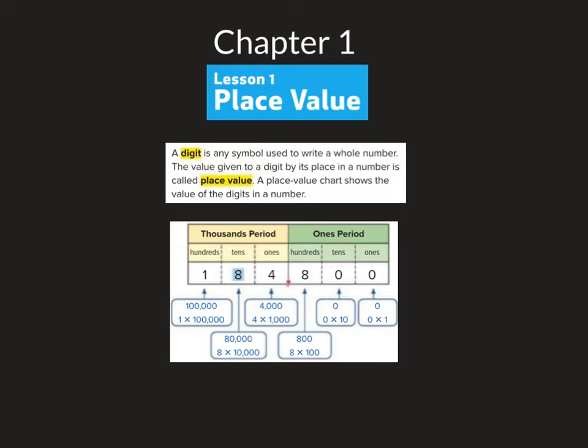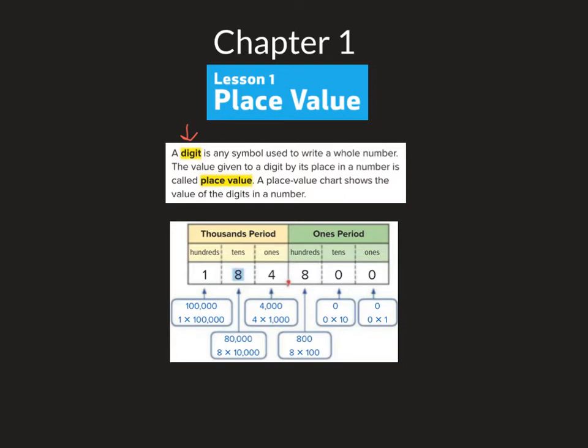So first thing I wanted to talk about is, what is the word digit? So our word digit right here is any symbol used to write a whole number, right? So a digit is just the numbers you've learned since kindergarten. 1, 2, 3, 4, 5, 6, 7, 8, 9, 10. Those are all digits. So a value, so a worth, right? Like money has value, it's worth something.